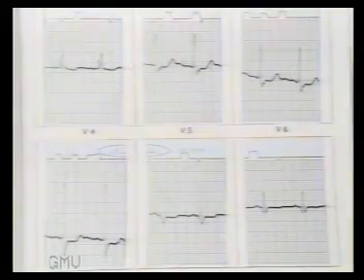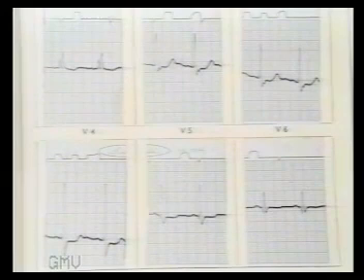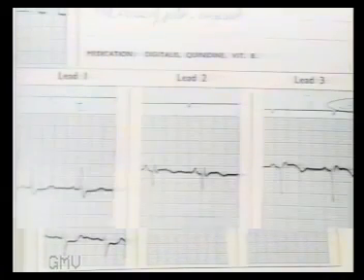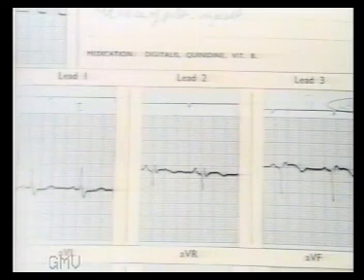Sometimes right bundle branch block may be associated with left anterior hemiblock because both bundles have common blood supply. This ECG shows RSR dash pattern in V1 and broad shallow S wave in V5 and V6. So this is right bundle branch block, but in limb leads there is left axis deviation. So this is a right bundle branch block with left axis deviation or right bundle branch block with left anterior hemiblock.